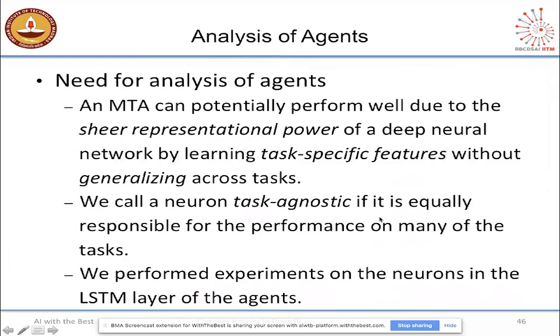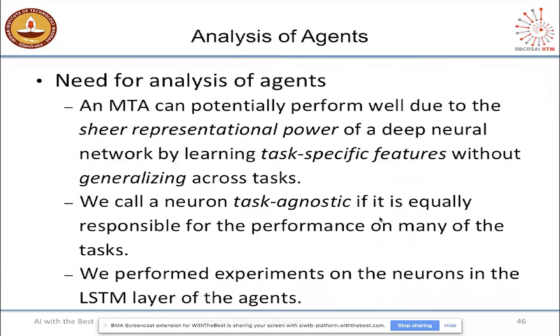And so just to understand what was really going on, we wanted to look at what was really happening. Just because we were over-parameterizing the networks, could it be that different parts of the network actually learn to solve different games? So we were trying to see if there was something like that happening, essentially different parts of the network specializing to different games, and there was really nothing that was being commonly learned. Right? And so we essentially called a neuron task agnostic if it is equally responsible for the performance on many of the tasks, and task specific if it is firing only for a small percentage of the games, right?